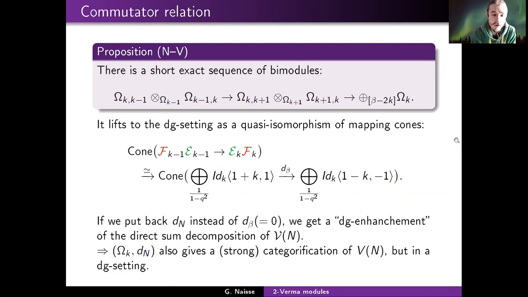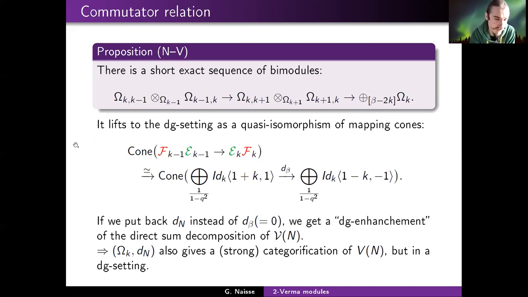And here you can also put back the differential dn. So do not think of this as a categorification of the Verma, but think of this as a categorification of the finite dimensional module, but in a DG setting. And then it's possible to show that this quasi-isomorphic mapping cone actually corresponds with the direct sum decomposition in homology that we would have in the classical categorification of the finite dimensional representation.